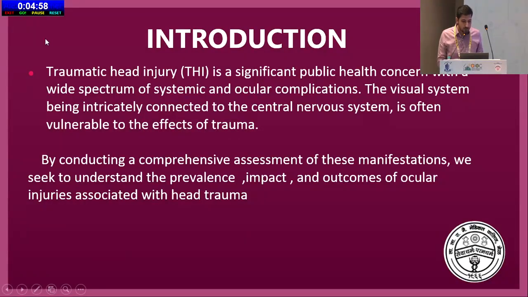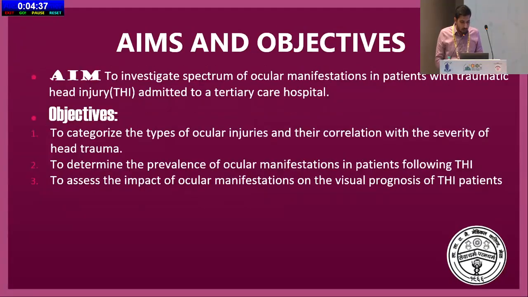Traumatic head injury is a significant public health concern with a wide spectrum of systemic and ocular complications. The visual system, being intricately connected to the central nervous system, is often vulnerable to the effects of trauma. By conducting a comprehensive assessment of these manifestations, we seek to understand the prevalence, impact and outcomes of ocular injuries associated with head trauma. Our aim is to investigate the spectrum of ocular manifestations in patients with traumatic head injury admitted to a tertiary care hospital.